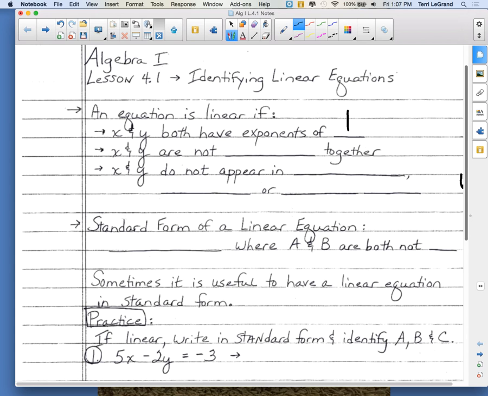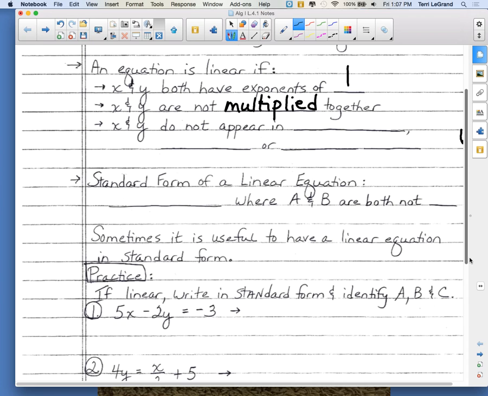And then we run it through this test. x and y cannot be getting multiplied together. So nowhere in the equation can there be an x times a y or a y times an x. Then it would not be linear. x and y do not appear in denominators, the downstairs of a fraction. Or in other words, you can't divide by an x or by a y. They cannot appear in exponents. So something cannot be taken to the x power or to the y power.